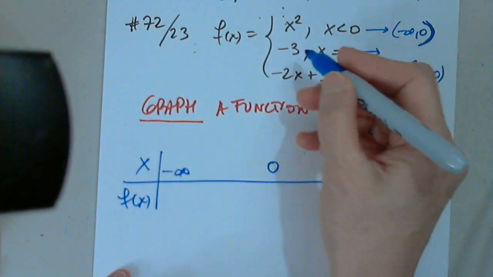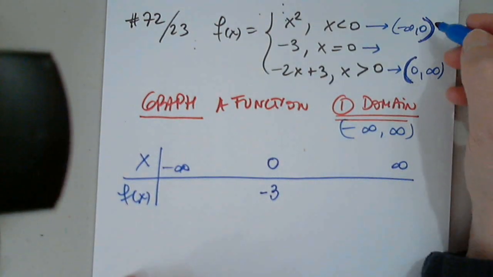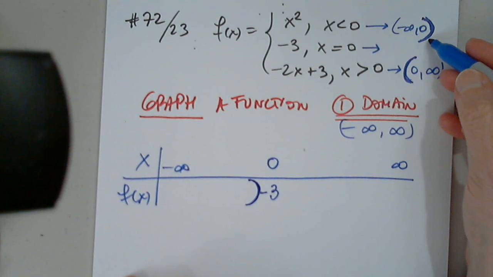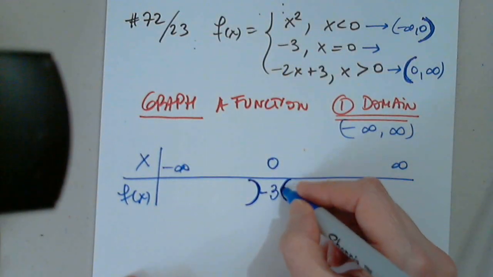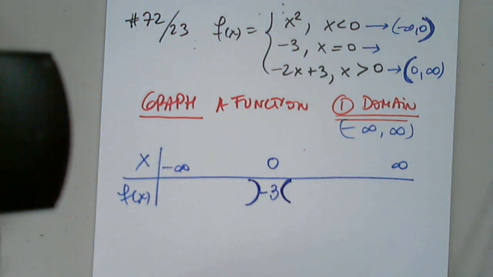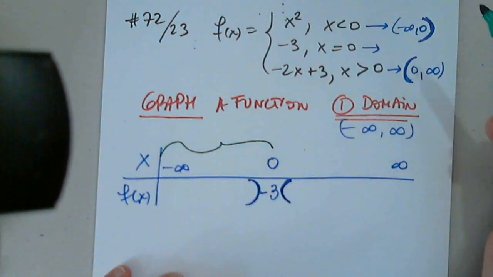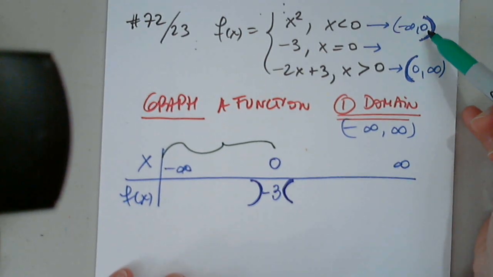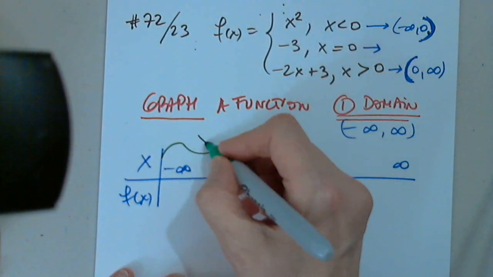So under 0, I have to write -3. There is no discussion there. But I also have to present to the left of -3 this left parenthesis, and to the right of -3 this right parenthesis. Now I make myself some notes. On this interval between negative infinity and 0, which function will I use? Quadratic. Yes, the x squared.